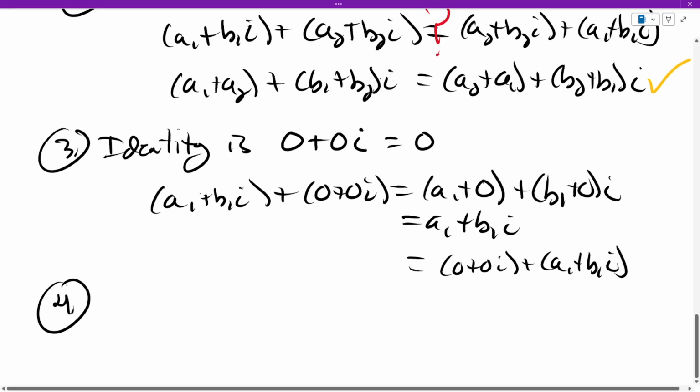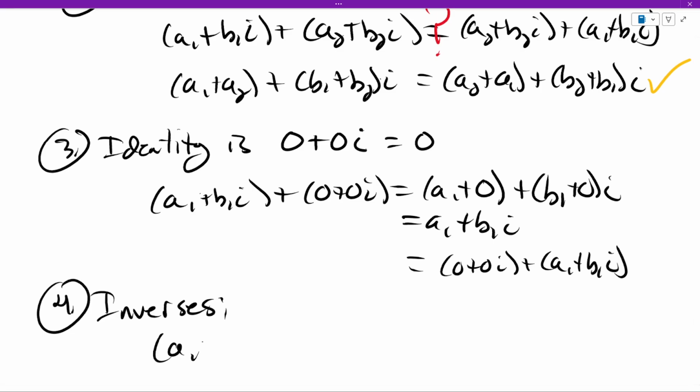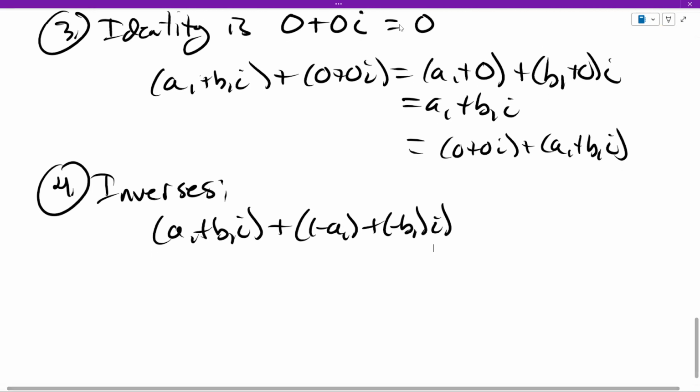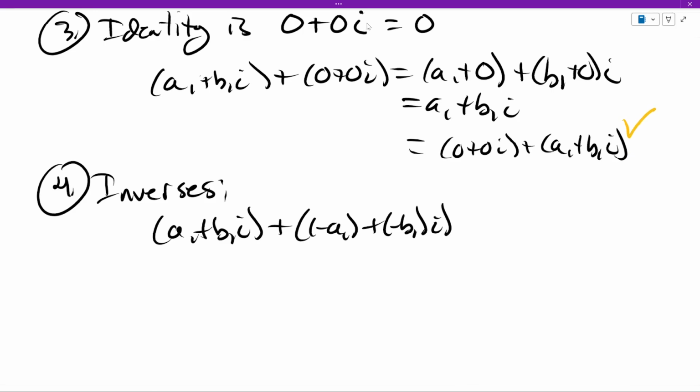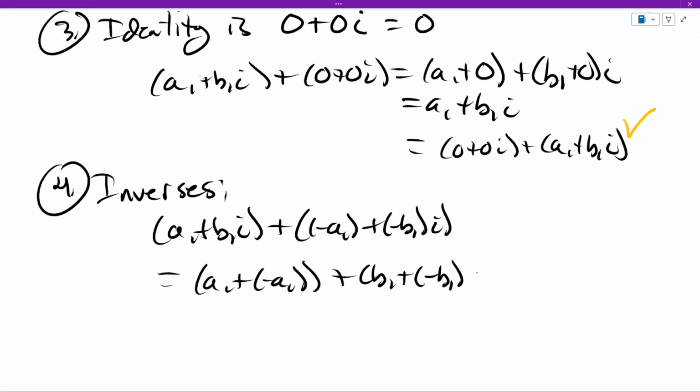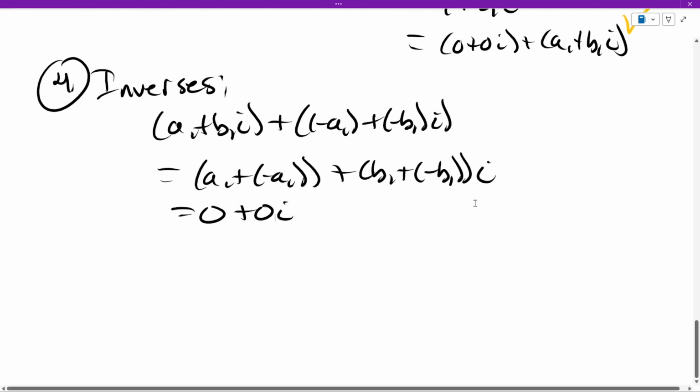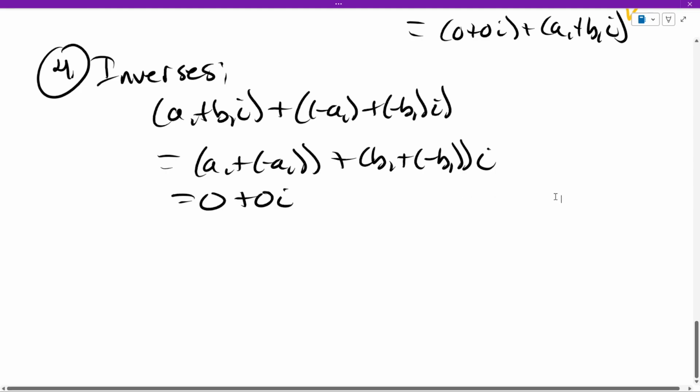We need additive inverses. So if I take a1 plus b1i, what should the additive inverse be? Well, it should be negative a1 plus negative b1i. And if we add these together, oh shoot, I forgot my gold check mark. If we add these together, we get a1 plus negative a1, b1 plus negative b1, and that's of course 0 plus 0i. So additive inverses exist. Okay, so it satisfies all the four checks for addition.